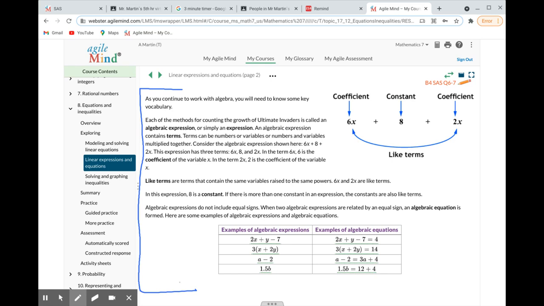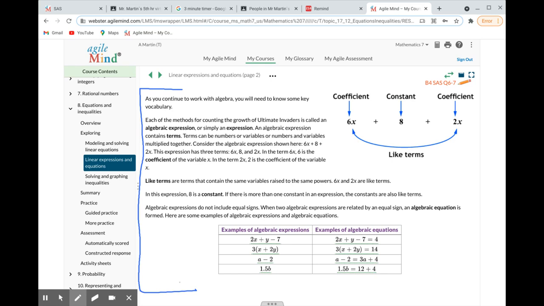Each of the methods for accounting the growth of ultimate invaders is called an algebraic expression or simplifying expression. An algebraic expression contains terms. Terms can be numbers, variables, or numbers and variables multiplied together. Consider the algebraic expression shown here: 6x plus 8 plus 2x. This expression has 3 terms: 6x, 8, and 2x.